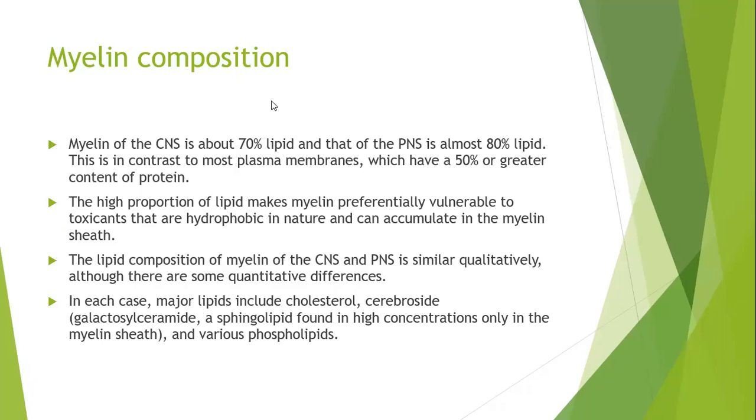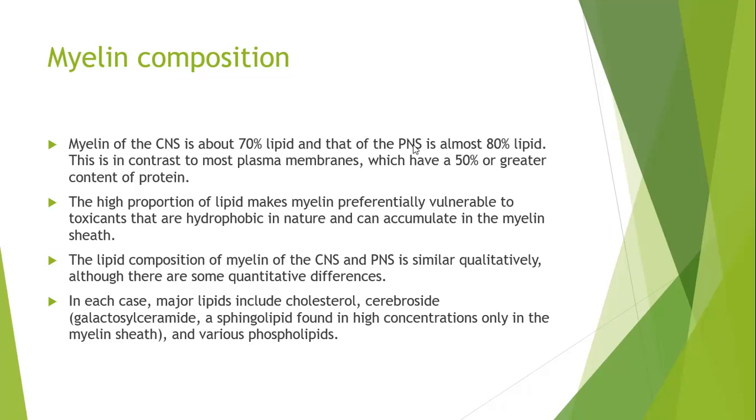So we say that we have both lipids and proteins. The problem is they are not uniformly distributed, whether within the CNS or the PNS. If you take the myelin sheath of the CNS and that of the PNS, again, there is a difference. So you find that whereas we have about 70% of the sheath being made up of lipids in the CNS, 80% forms the PNS.